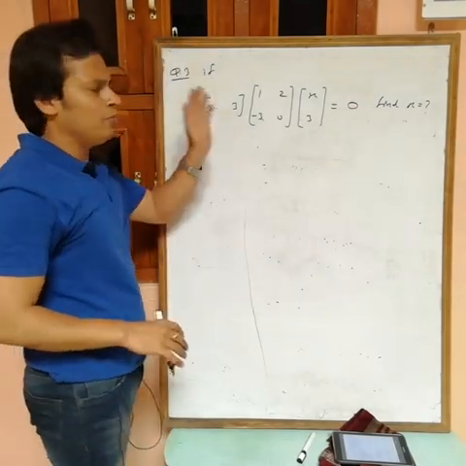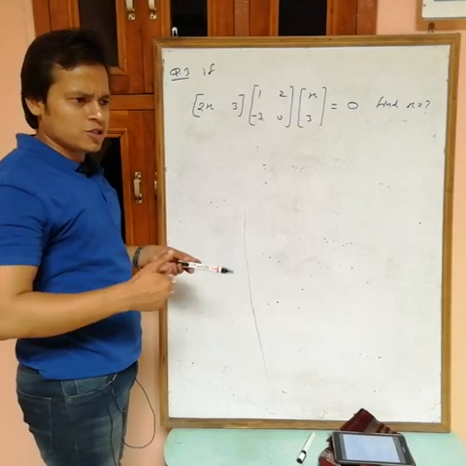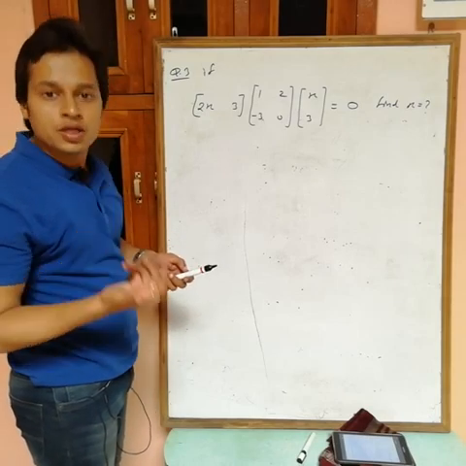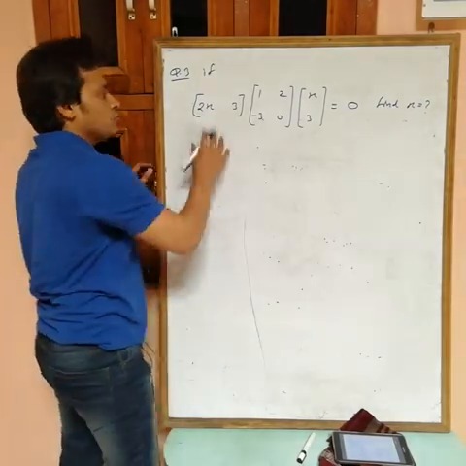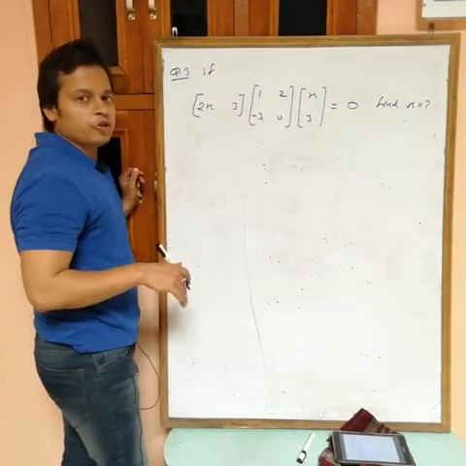Then first find the complete product matrix. Any matrix will be a null matrix if all elements are 0. Okay, so simple. So we have three matrices. How to multiply? First multiply any two.